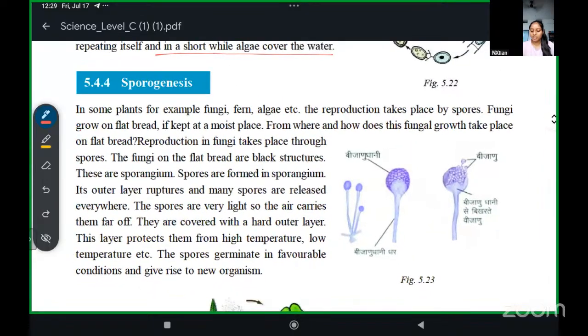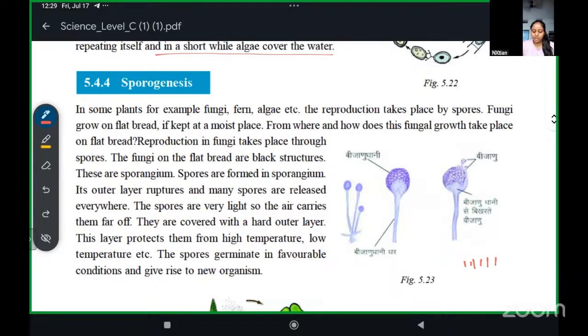Then we have another process called sporogenesis. Have you ever seen those white flowers which we blow on and they fly away, with small thread-like things? A dandelion, a ball-like flower. Yes, Eva, dandelions. When we blow on that ball-like flower and the small fragments fly in the air, that method is known as sporogenesis.